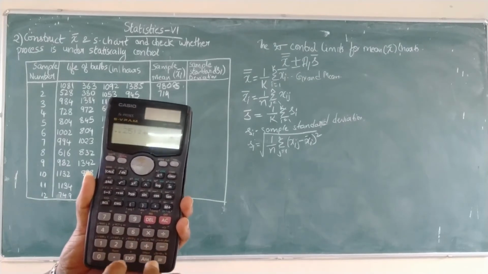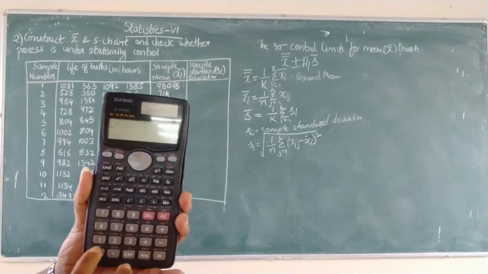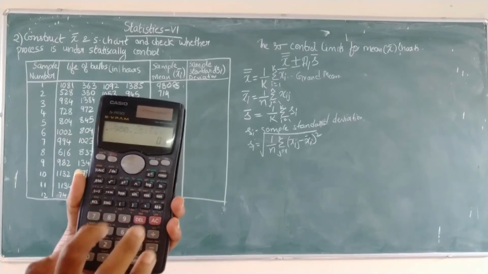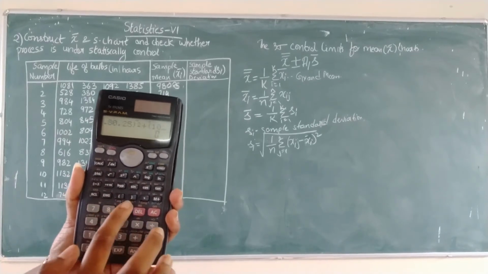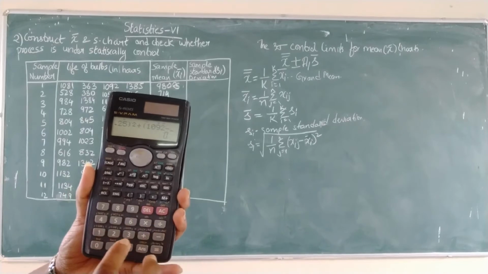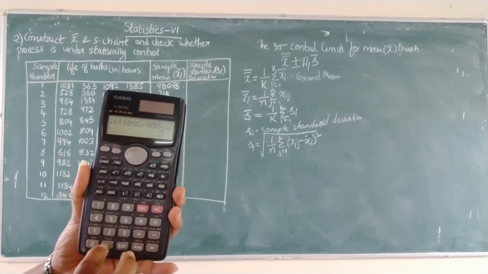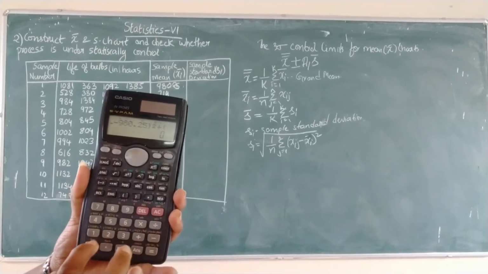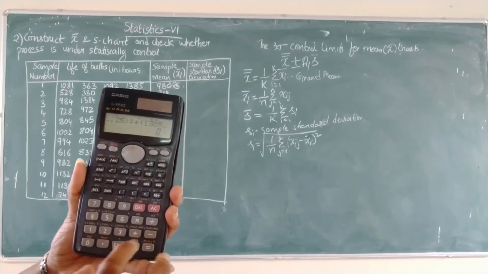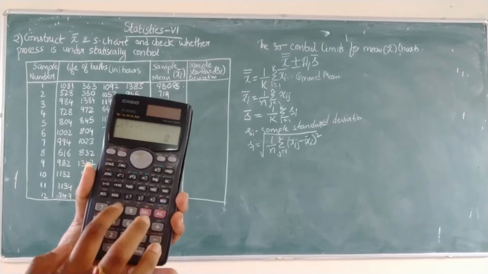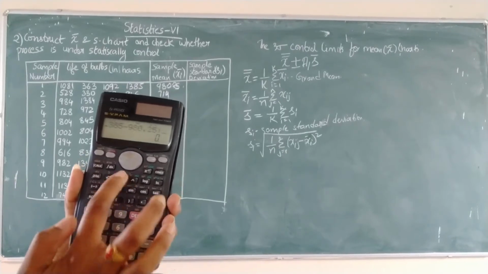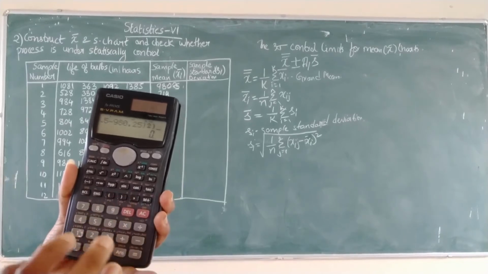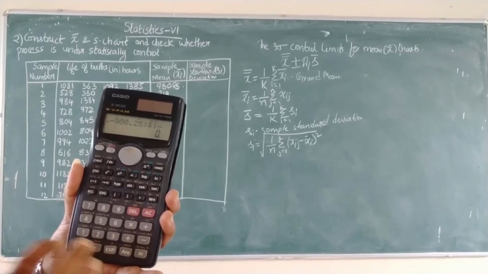363 minus, what is the mean? 180.25 whole square plus, again the third value, 1092 minus 980.25 whole square plus, now the last value, 1385 minus 980.25 whole square. Numerator is finished. Now just close the bracket and divide with the n value.